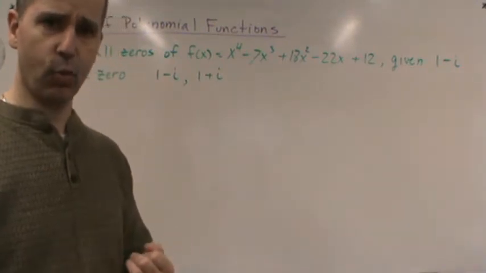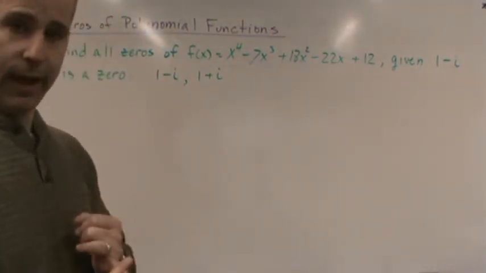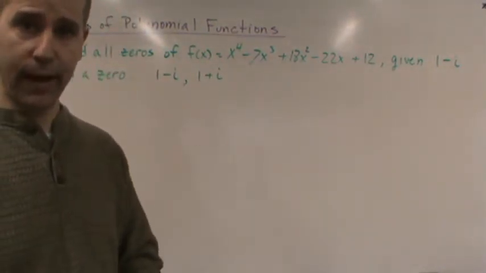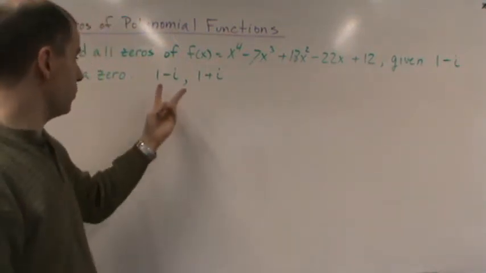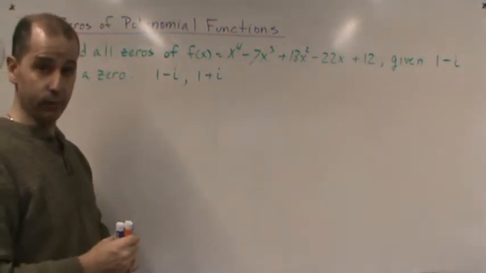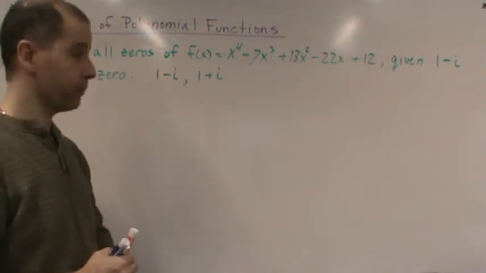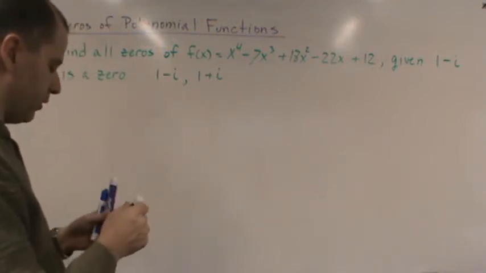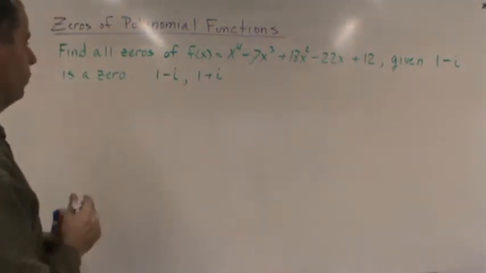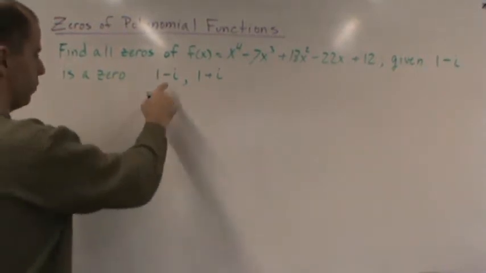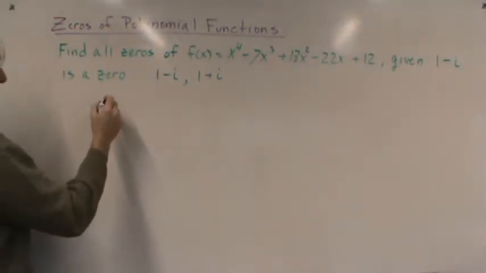They're not asking us to write it out in factored form, right? All they want us to do is find all the zeros. So we've got two zeros already by using conjugate pairs. Well, let's figure out what the other ones are. So the first thing I'm going to do is use this one and use synthetic division.